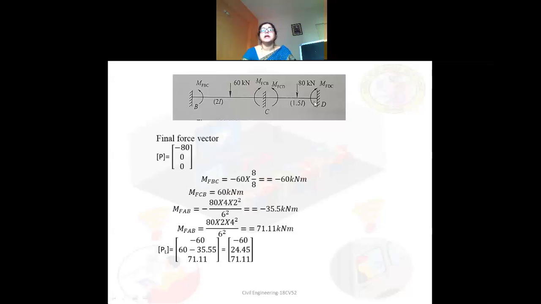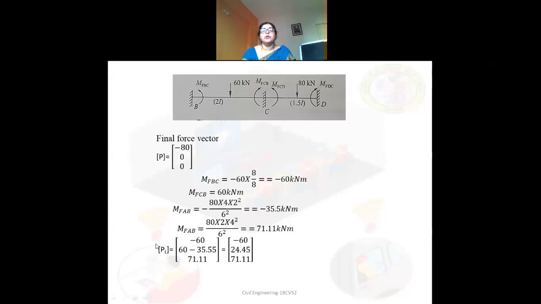Next, for MFCD, again it is anti-clockwise, so MFCD is equal to minus WAB square by L square, and MFDC is equal to plus WBA square by L square. WAB square by L square will come to around minus 35.5 kilonewton meter, and MFDC is equal to plus WBA square by L square. How much are you going to get? You are going to get 71.11 kilonewton meter.